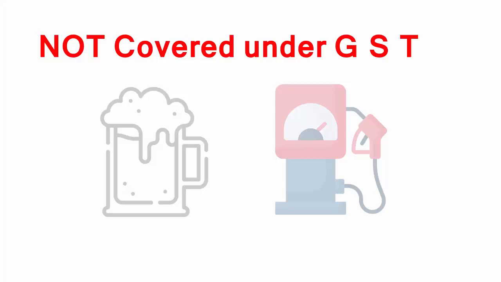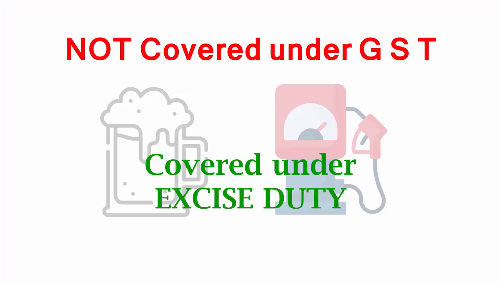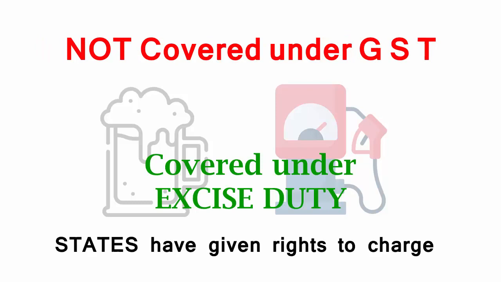GST applies to the supply of all the goods or services other than alcoholic liquor for human consumption. Alcoholic liquor for human consumption has been excluded by the central government in the constitution itself. The taxability of alcohol for human consumption is left to the respective states. Other than that, on supply of all the goods and services, the GST shall be applicable.